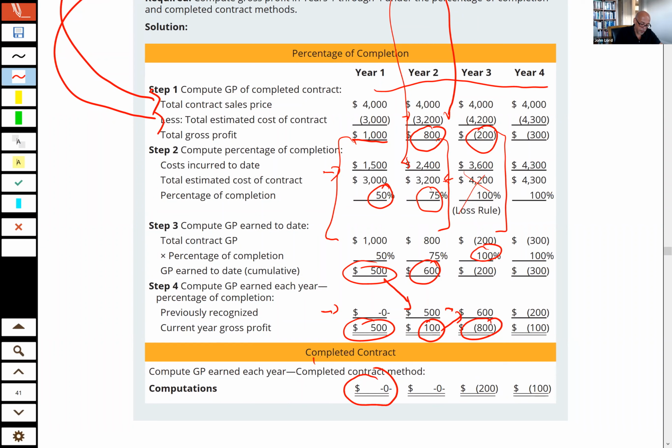Notice now that under completed contract, we weren't taking any profit, but losses always and forever are recognized immediately. And then finally, we end up in the last year of this contract losing $300,000. We know we have to take that $300,000 loss. We've already taken 200, so we attribute $100,000 to this year, and completed contract also recognizes that loss as soon as they realize it.